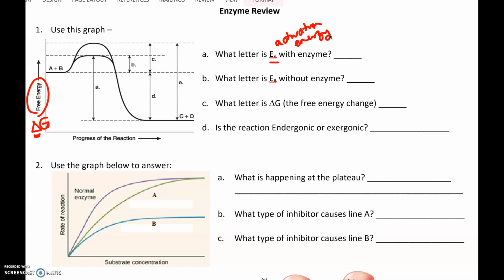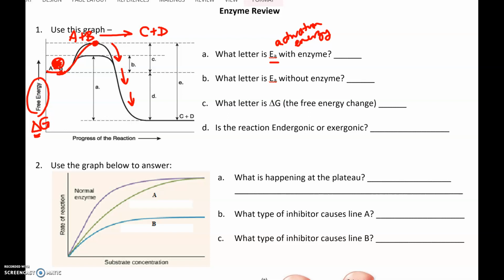So think of EA like this. Here are my reactants. This is A plus B turning into C plus D. And this is over time, the reaction. If you think of the activation energy as this little rock, and I have to push it to the top of the hill so it can go on its own, the distance I have to push it is the activation energy, or EA.